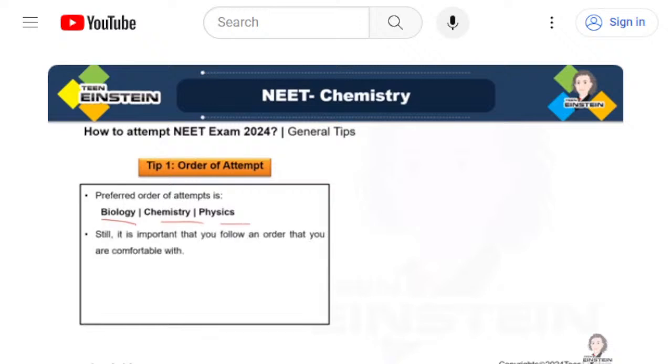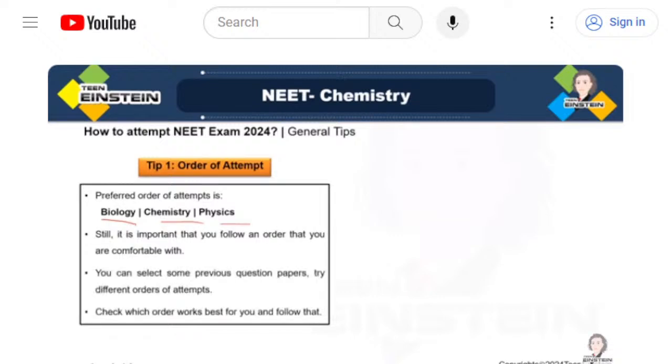Now, though I am saying to maintain this order, it is important that you follow an order with which you are comfortable. I am just giving this idea so that it can help you. But as I have said, there is a different psychology for each of you. You are studying in different environments. Maybe you are more comfortable with physics. You can solve it very easily. You are more confident about it. Your preparation is very good with it. Then you can go for it. But in general, you can maintain this order.